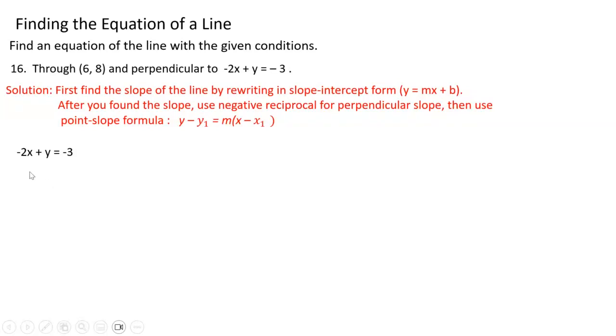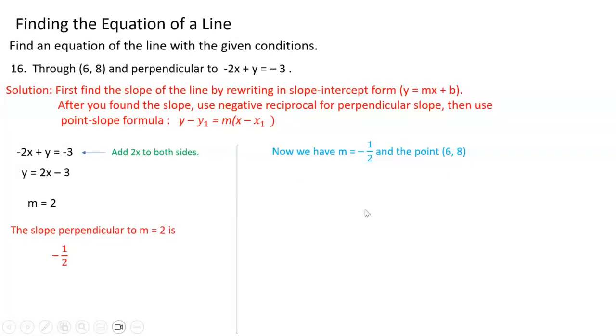So first, let's find the slope. We're going to add 2x to both sides. So we have y equals 2x minus 3. Okay, now if it was asking for the line that's parallel to this equation, then we use the slope as 2. But since it's perpendicular, we use the negative reciprocal, which means the opposite: if this is positive, it's going to be negative. And then we flip it. So it's going to be negative 1/2, because 2 is the same thing as 2 over 1. So a negative reciprocal means the opposite sign, and then you invert it or flip it. So my slope is going to be negative 1/2.